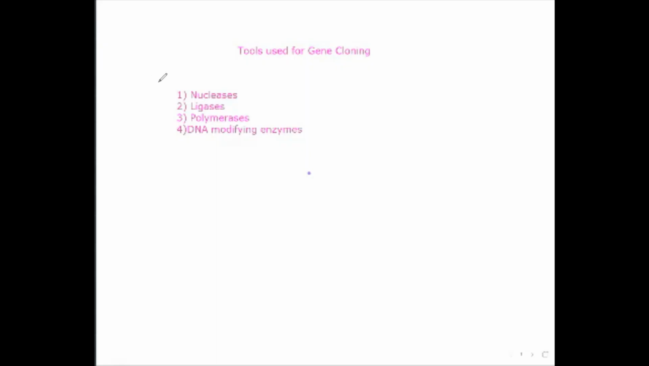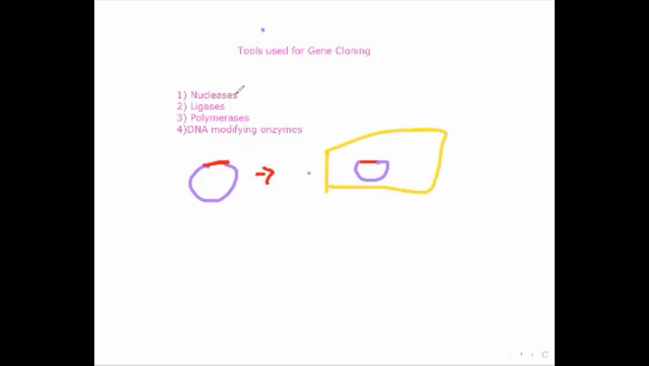Today we are going to learn what are the tools used for gene cloning. In the previous video, we have seen what is a recombinant molecule and how this recombinant molecule is transformed into a host cell and how this recombinant molecule is amplified. If you remember, this was how it was. This is a recombinant molecule and this is the bacterial cell with its chromosome, and how this recombinant molecule is cloned into multiple copies.